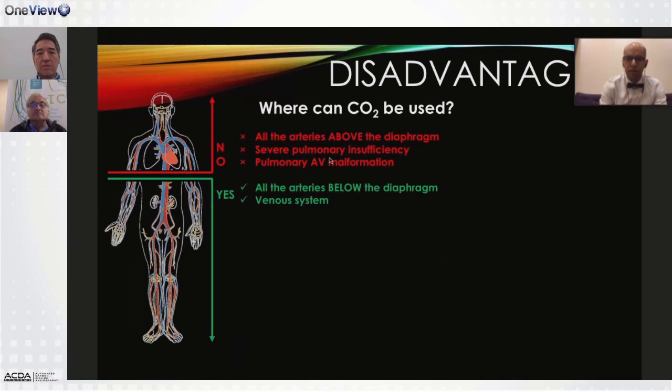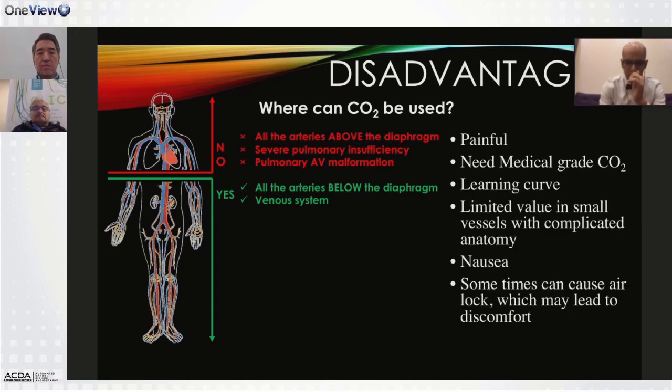The most important part is, remember, you do not use it above the diaphragm. Be very careful when patients have pulmonary hypertension, and avoid it in right to left shunts because you have a lot of problems. I'm going to jump this to be as fast as possible.